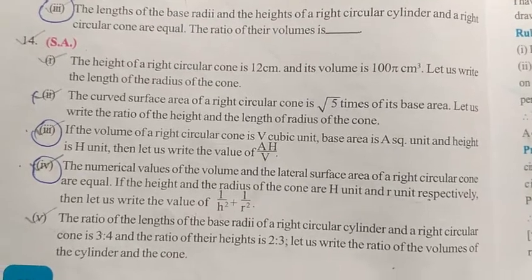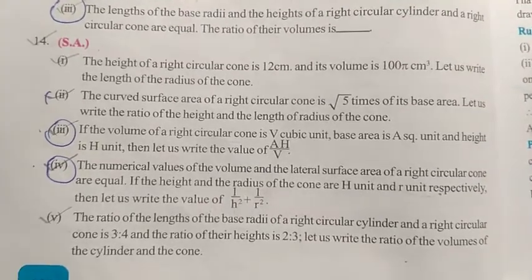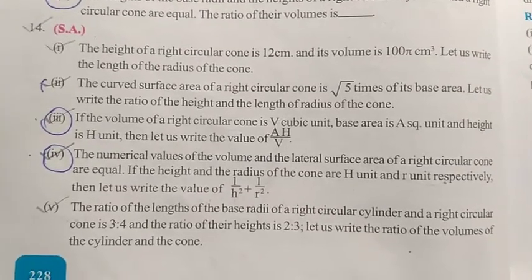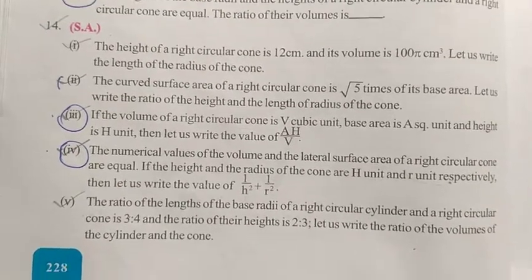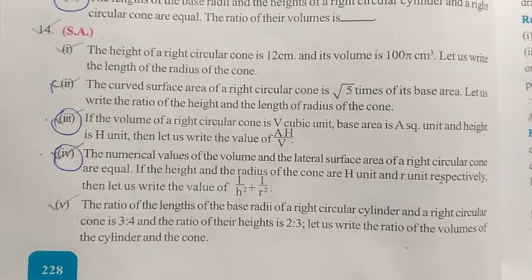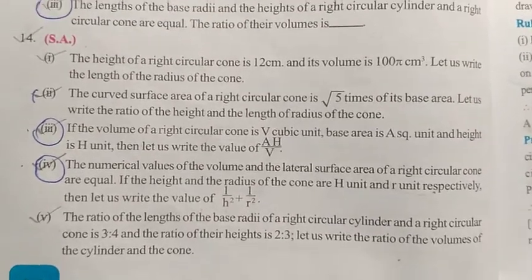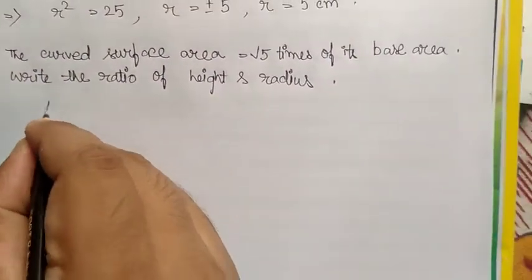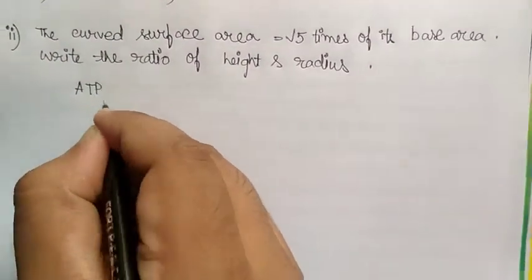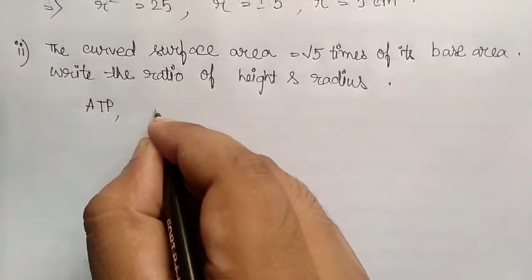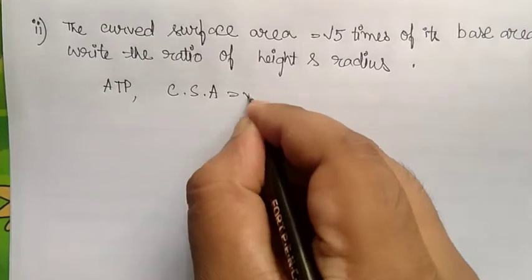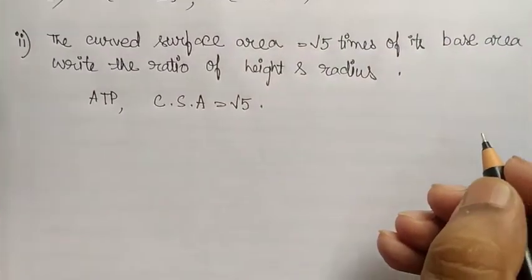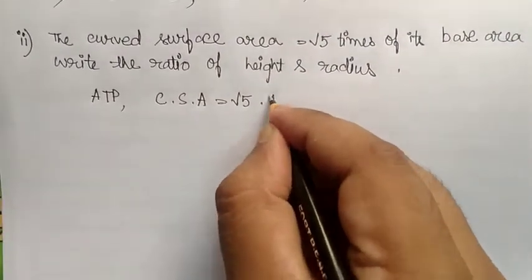This is sum number 2, 14 part 2. The curved surface area of a right circular cone is root 5 times its base area. Let us write the ratio of the height and the length of radius of the cone. So therefore, according to the problem, curved surface area CSA equal to root 5 times its base area. Base area means pi r square.